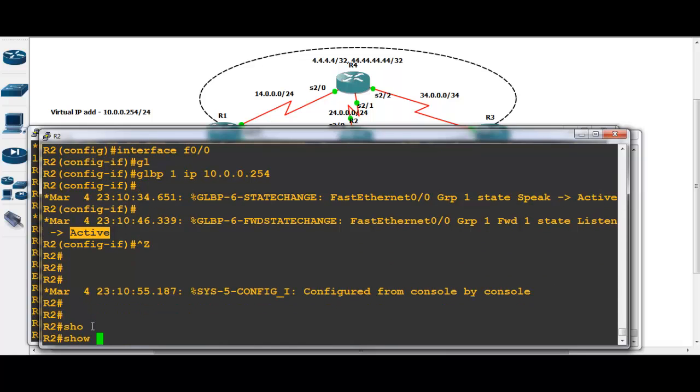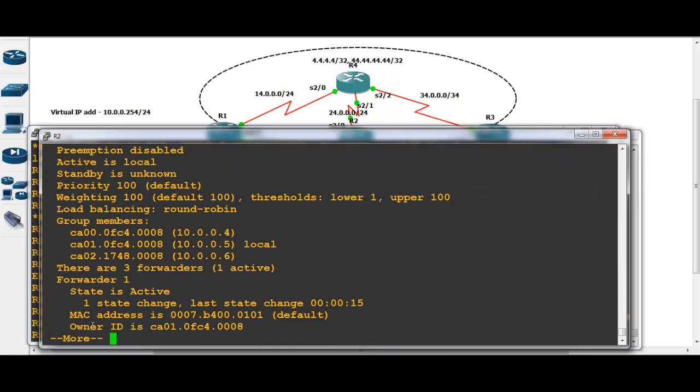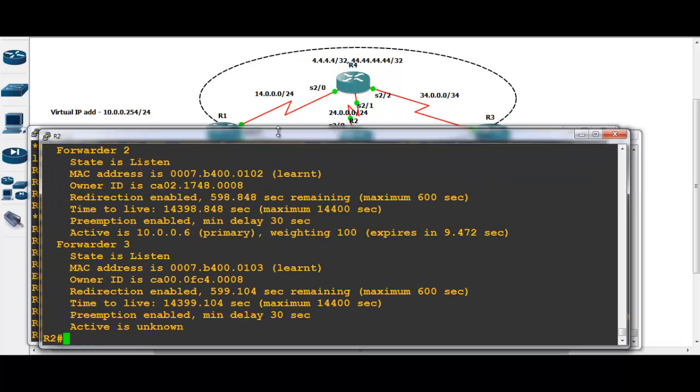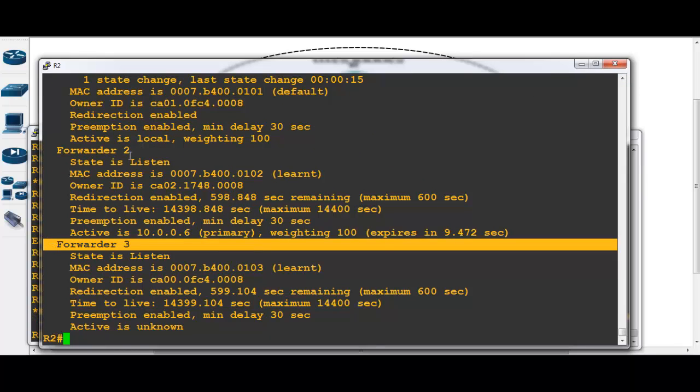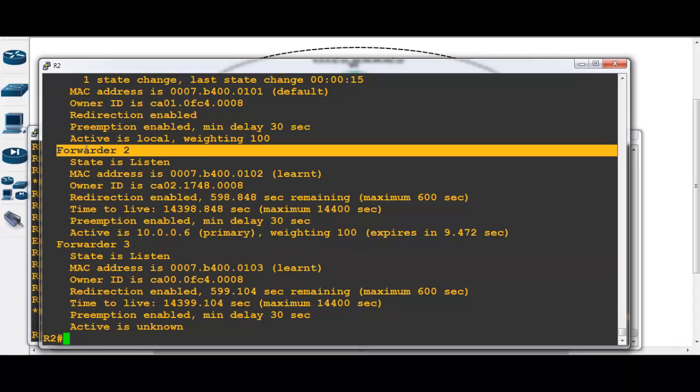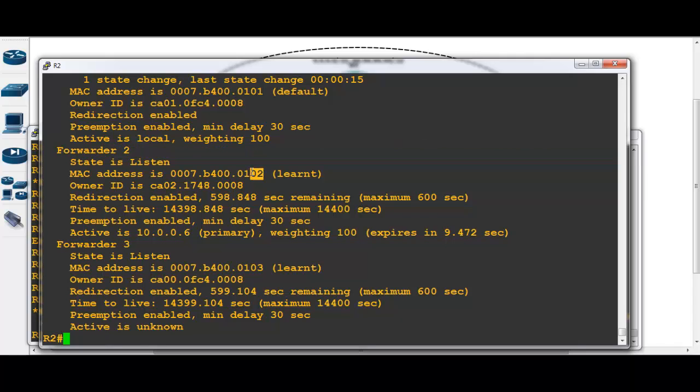Show GLBP. You see there is a big list of things that we need to see here. I got 3 routers, so I got 3 forwarders. In this 3 forwarders, forwarder 2 has got this MAC address. This is the group ID. 01 is the group ID. 02 is the forwarder number.